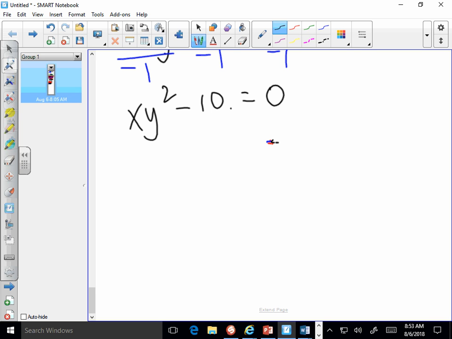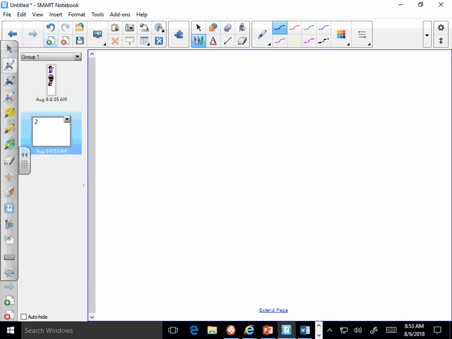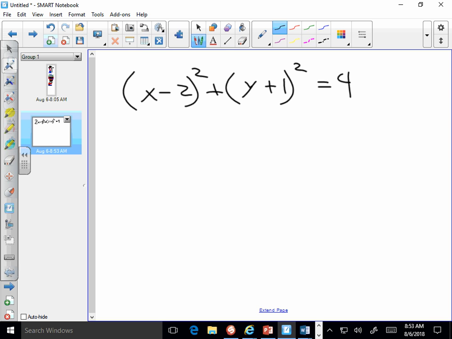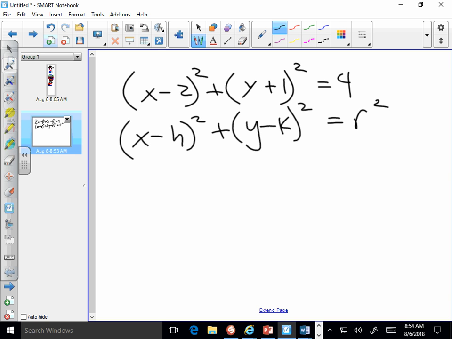Okay. So circles essentially break down into two types of problems in your homework. One is where you're given an equation of a circle, and you're asked to graph it. Well, in order to graph a circle, I need to know its center and its radius. Remember, we said that the circle has this equation, where h, k is the center of the circle.